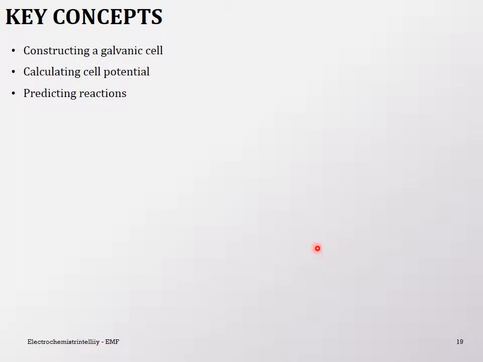So the key concepts from this one: you should be able to construct a galvanic cell, which means everything else that comes with it, writing the equations and all of that. Calculate the cell potentials, which is what we were doing before, and of course predict reactions, which also we practiced. That is how to predict whether you'll have a spontaneous reaction or not. That's really what we're talking about here in the key concepts.